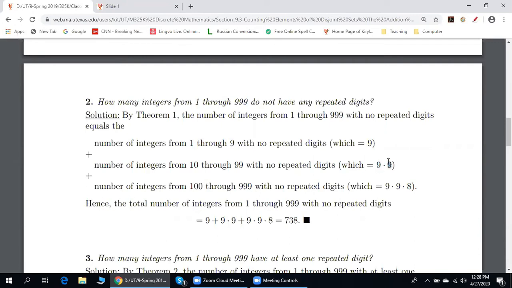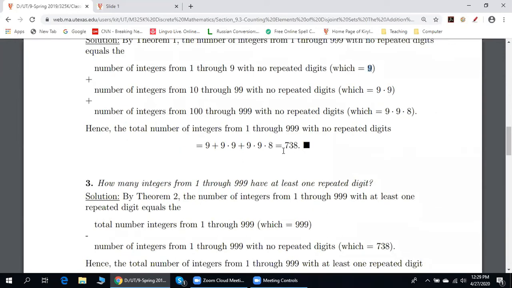Here we have again 10 minus 1 possibilities because we can use 0, but we cannot use the digit which is on position number 1. So it's 10 minus 1 again, which is 9. And here it's pretty obvious. We have 9 possibilities because we cannot use 0. The total number of integers is this.